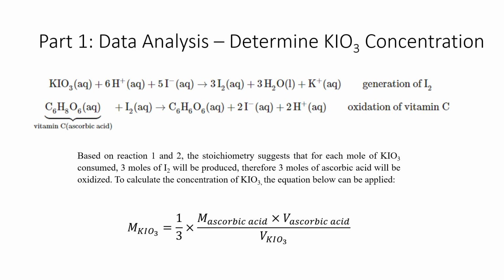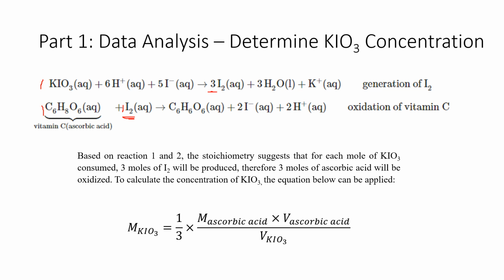To calculate the concentration of potassium iodate, let's take another look at these two equations. In equation 1, based on the coefficient, 1 mole of potassium iodate gives you 3 moles of iodine. And in equation 2, each mole of iodine produced is going to react with 1 mole of ascorbic acid. So this is a 1-to-1 ratio.